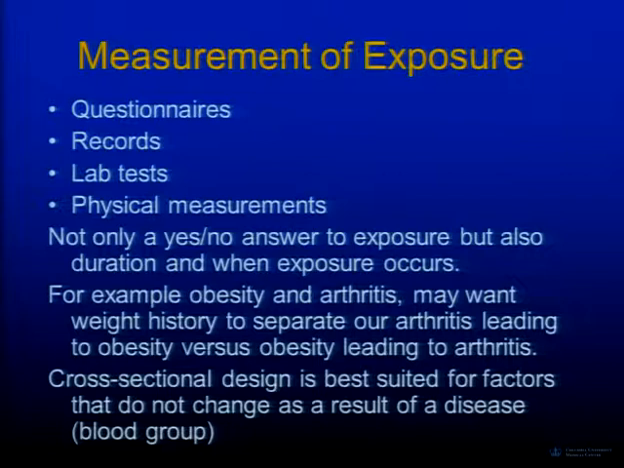And so really cross-sectional designs, we use them a lot for factors that do not change as a result of a disease. So something like blood group, so your blood type, whether it's type A or B, all of that, it's not going to change, and that's a good thing to use in a cross-sectional study.